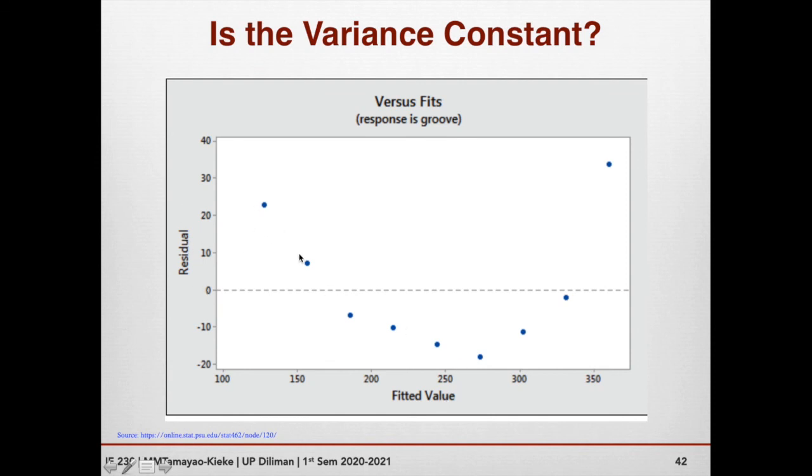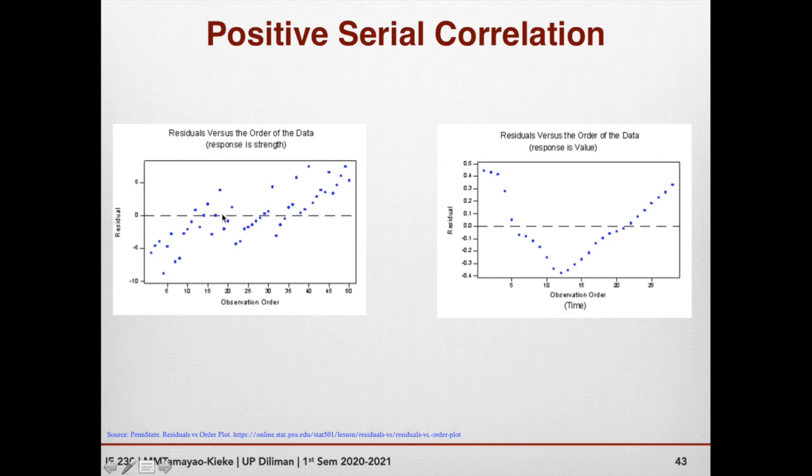As you can see, there seems to be a pattern. From this point up to this point, your residual values are decreasing with increasing value of your fitted value. From this point to this point, it's the reverse. Okay? Still, there is a very obvious pattern. So, this strongly indicates that your variance is not constant. Now, how about this one?